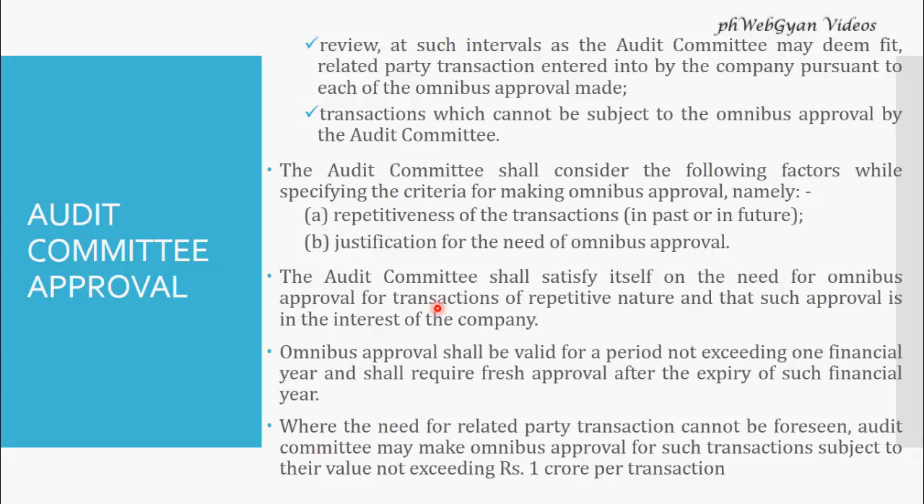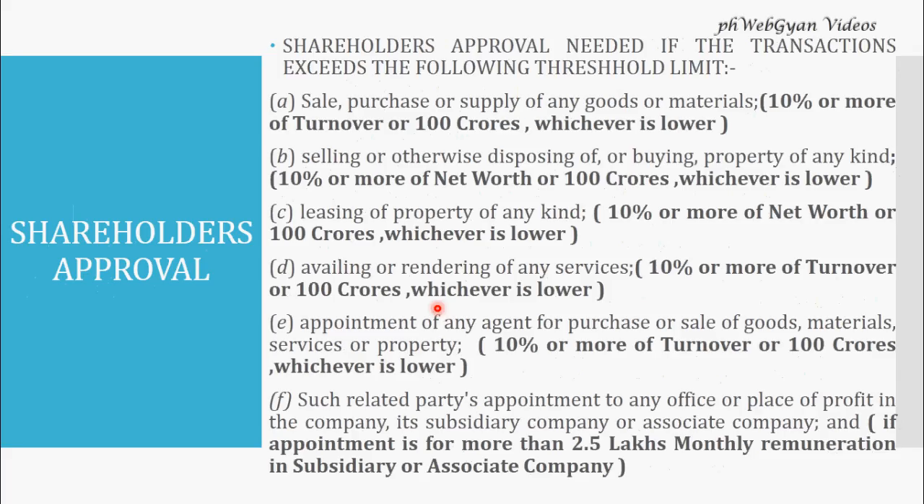This omnibus approval is valid only for 1 year, and at the expiry of each financial year a fresh approval is required. Secondly, where there is a need for a related party transaction that cannot be foreseen, then in that case also omnibus approval can be made, however only for transactions where the maximum value does not exceed rupees 1 crore per transaction. So this is about the audit committee's approval. Let us move forward.